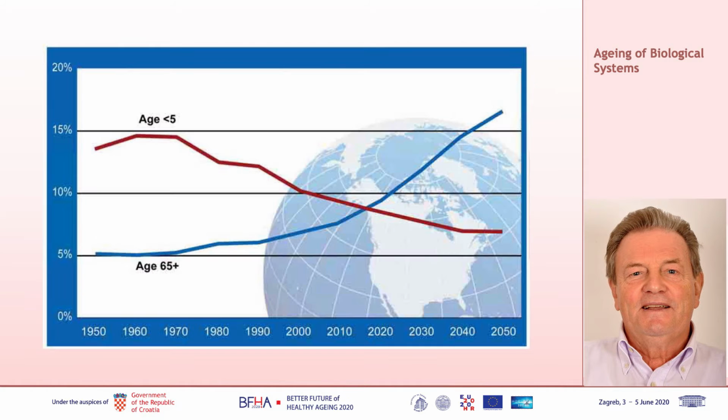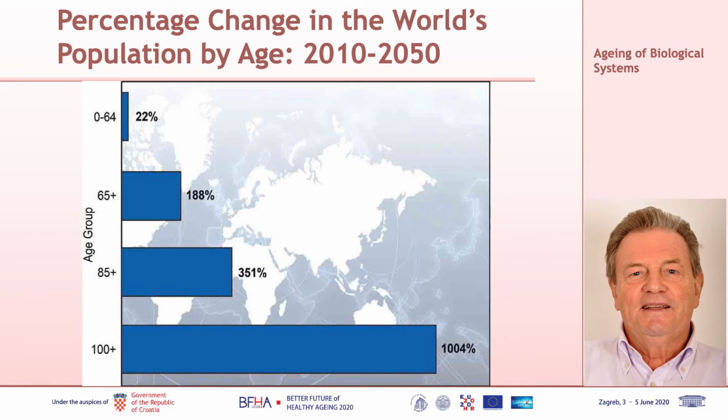Next slide. This graph illustrates the increasing number of people 65 years and older and the decrease of children younger than 5 years worldwide as projected through to 2050. Next slide.